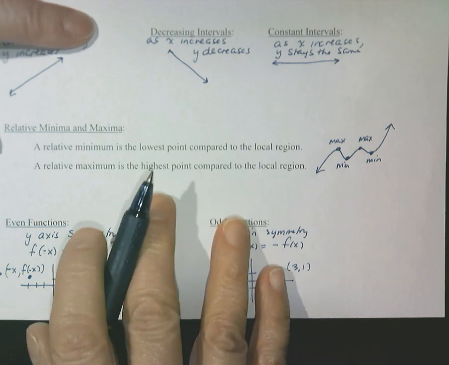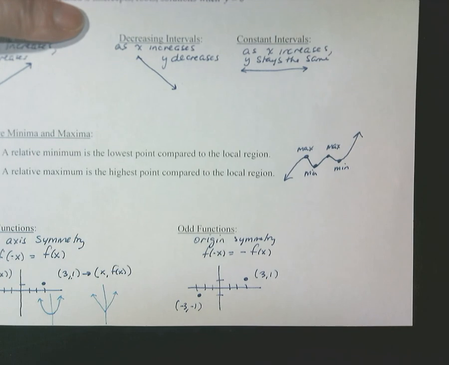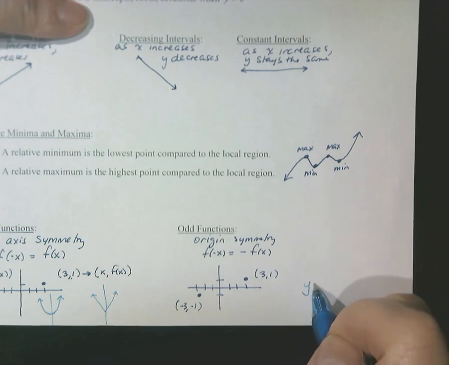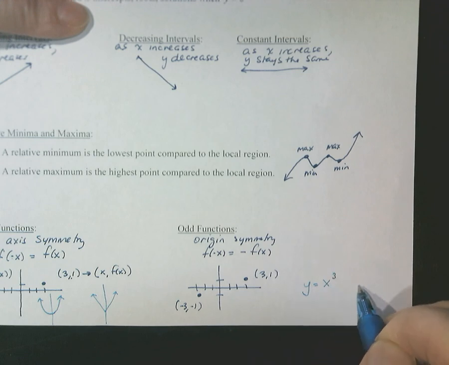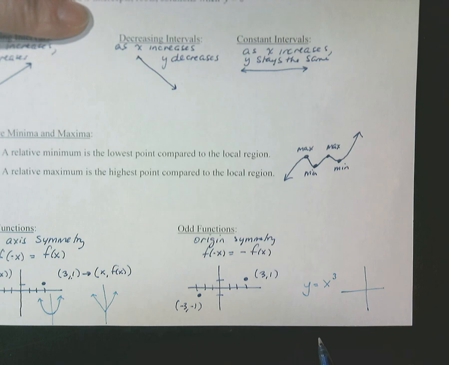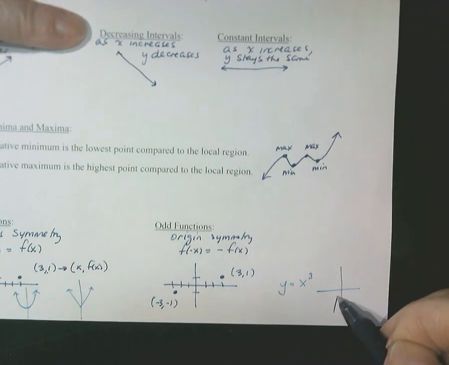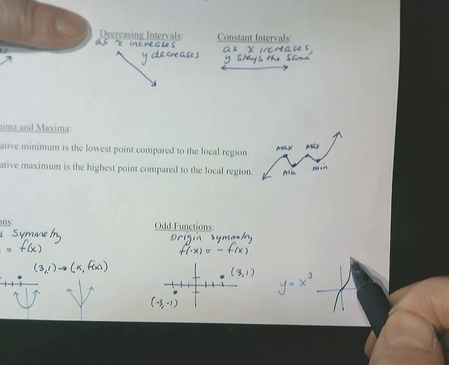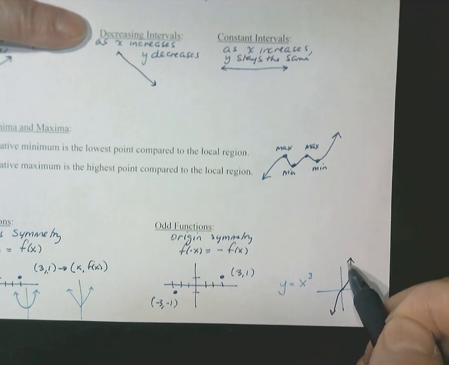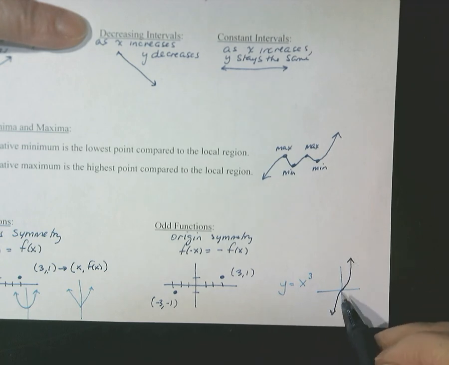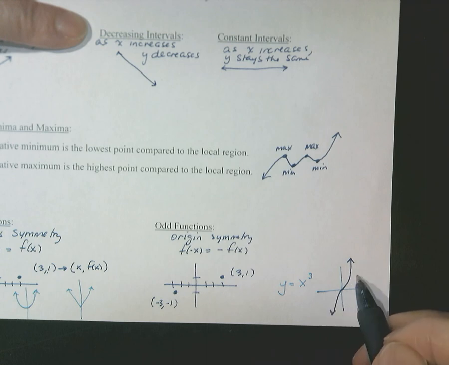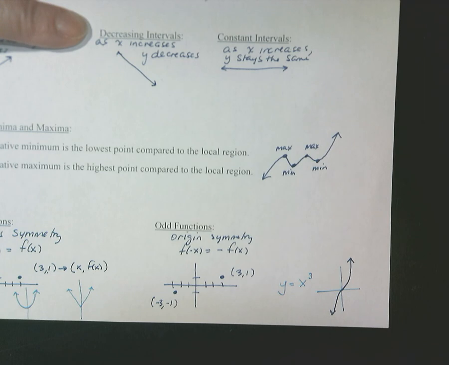There are some odd functions. We'll study some here. The one that I can think of off the top of my head would be y equals x cubed. If you have y equals x cubed, it looks like this. And we're going to study this function later on. So everything that you see in the first quadrant is reflected over the y-axis and then over the x-axis. And it's in the third quadrant.